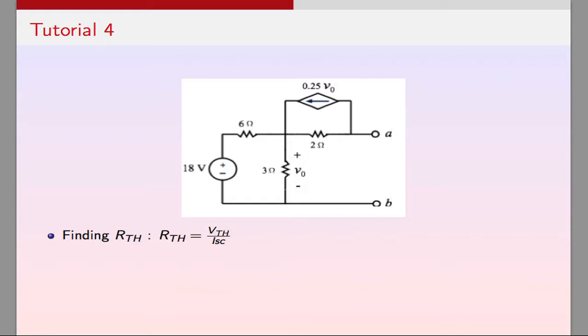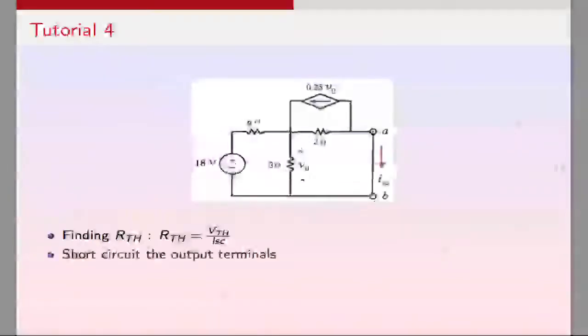The first one is by finding the short circuit current, and in this case R Thevenin is given by V Thevenin divided by I short circuit. And the second method is to use the V-test method, and in that case R Thevenin is given by the ratio of V-test over I-test. So let's first try the I short circuit method by adding a short circuit at the output terminals, where ISC stands for I short circuit.